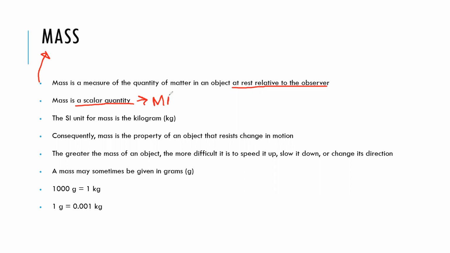So friends, this is about mass, and mass is a scalar quantity, which means that it only has magnitude. It does not have direction. It has magnitude only. Well, the SI unit for mass is kilogram, that is kg.